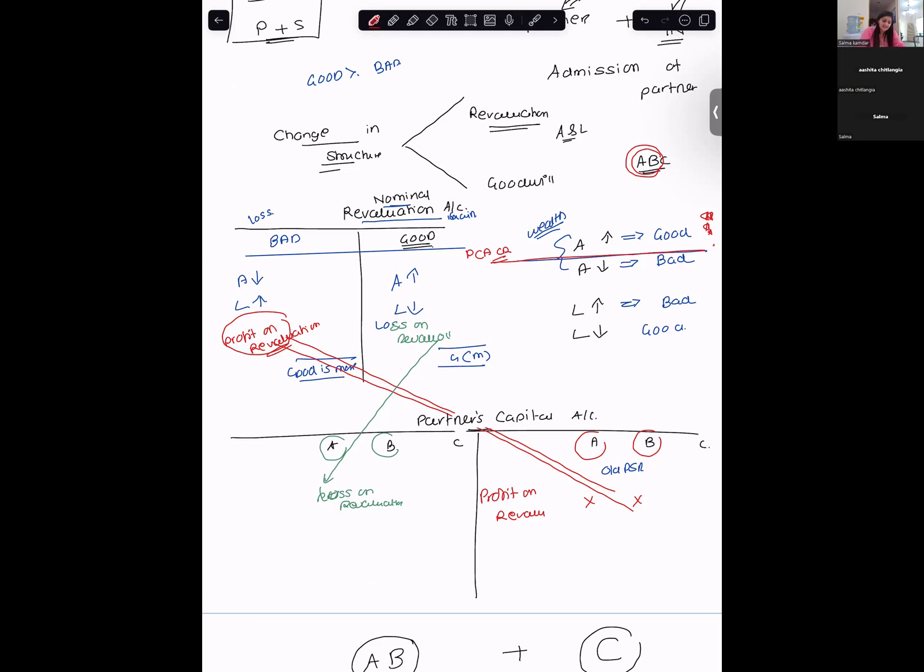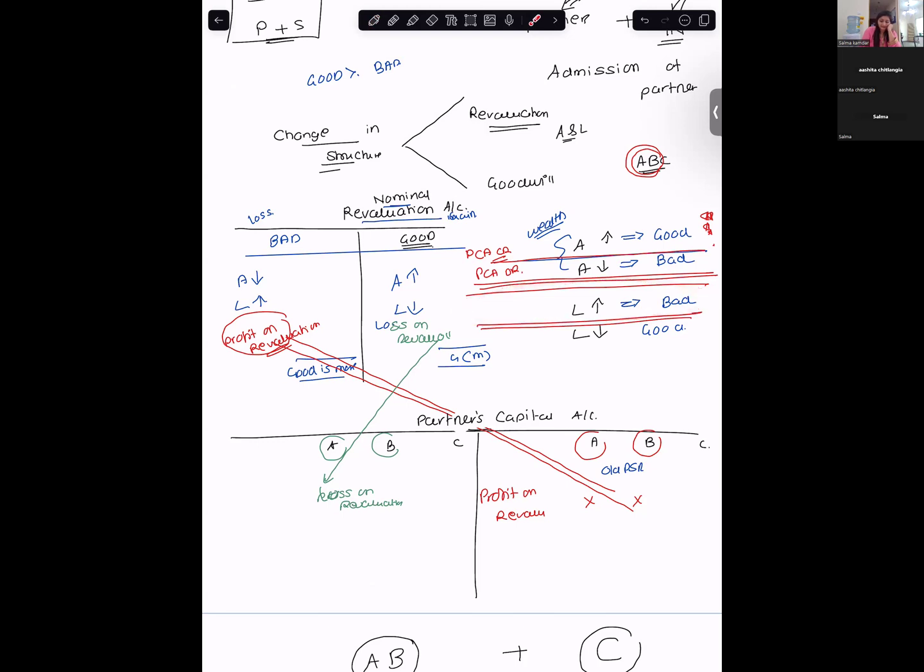If the asset's value is going down, is it a profit on revaluation or a loss on revaluation? Loss. Where will it appear? A debit side. Partner's capital account debit side. Profit on revaluation or loss on revaluation? Profit.